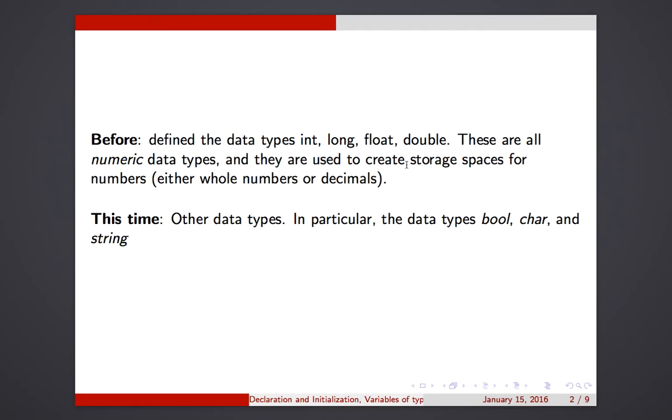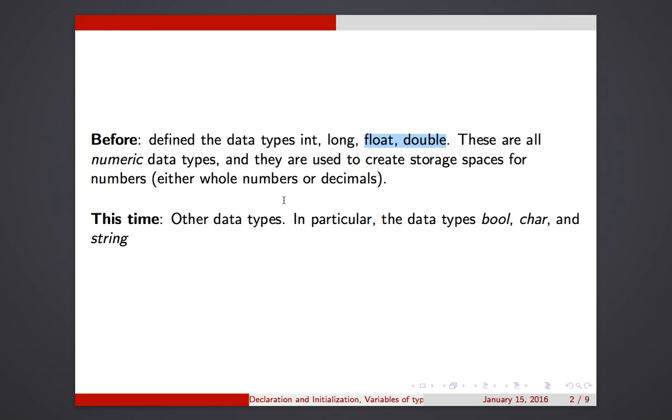So let me just remind you what we did last time. In the previous video, we defined the data types int, long, float, and double. Int and long are used to store whole numbers. Float and double are used to store decimals, so not whole numbers. These four data types are numeric. In other words, they are used to create storage spaces or boxes, however you want to think about it, for numbers.